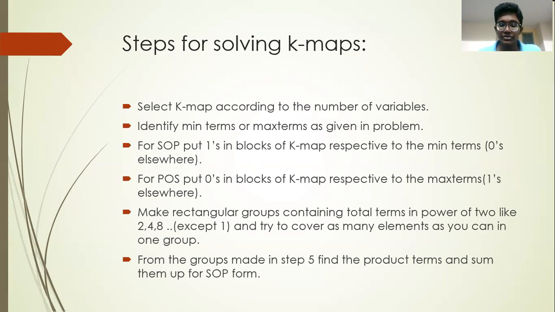Now, make rectangular groups containing total terms in power of 2, like 2, 4, 8, except 1, and try to cover as many elements as you can in one group. Here, 2 can be called a duplet, 4 can be called a quad, and 8 an octet. Here we should see that mainly more elements should be covered such that we can reduce the Boolean expression. From the groups made in the previous step, find the product terms and sum them up for the SOP term.